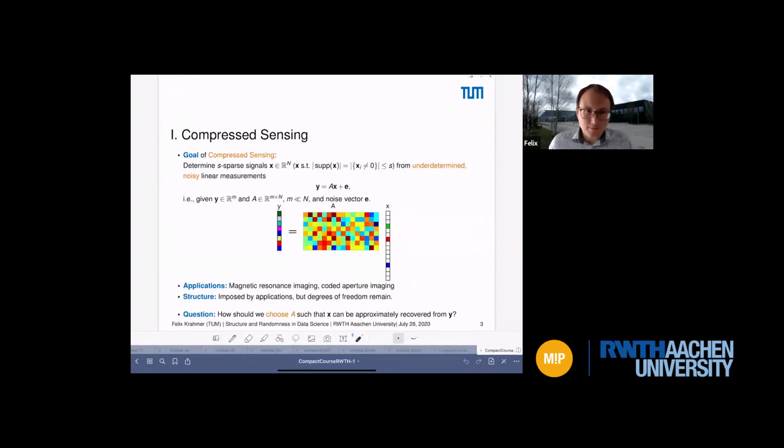Applications that motivate this problem are magnetic resonance imaging, for example, or also something that I think you may not have seen before, a problem called coded aperture imaging. The important point here is that the structure is imposed by the application. In magnetic resonance imaging you would encounter some type of Fourier measurements, but there are some remaining degrees of freedom. We don't know how we subsample or what frequencies we measure, and we also have some design freedom for the apertures. So the question in this particular mathematical problem is, again, how to make use of these degrees of freedom that we still have. How should we design A? How should we choose the matrix such that this problem can be solved?